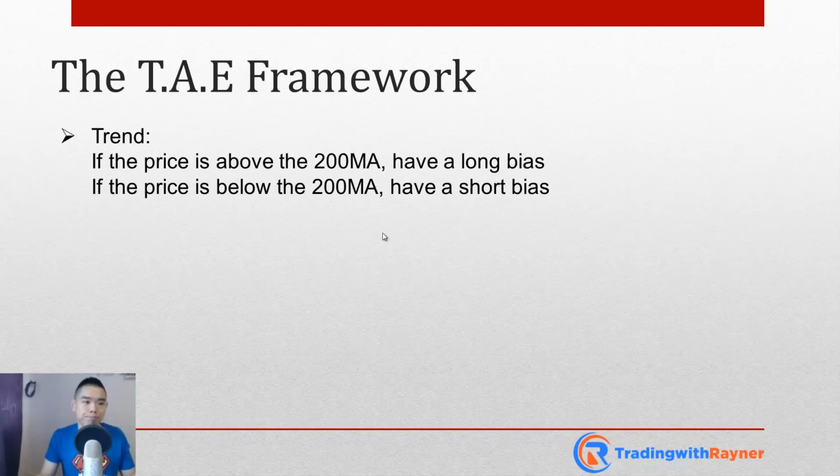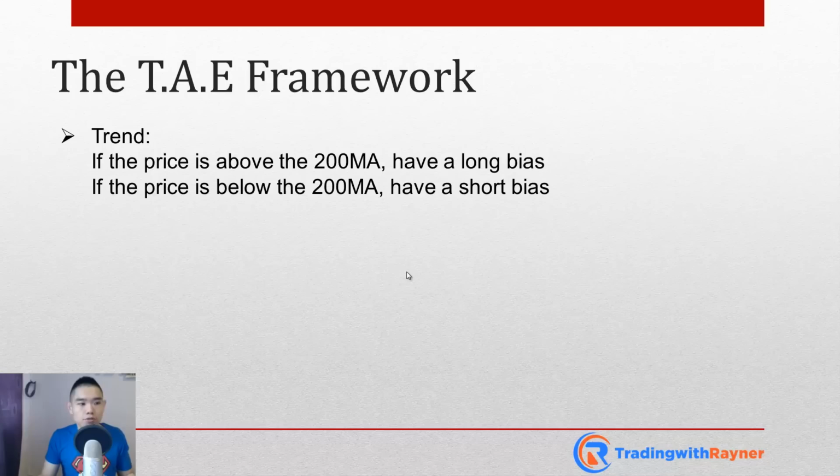So firstly, the trend. What we are looking for is that if the price is above the 200 MA, we will have a long bias. This means that we want to be a buyer in this market condition. If the price is below the 200 MA, then we'll have a short bias. This means that we will only be looking to short. So understand that when I define the trend, it doesn't mean that just because the price is above the 200 period moving average, you go long immediately. No. This is just to give you a bias, a permission that, hey, now it's time to be looking for buying opportunities, okay?